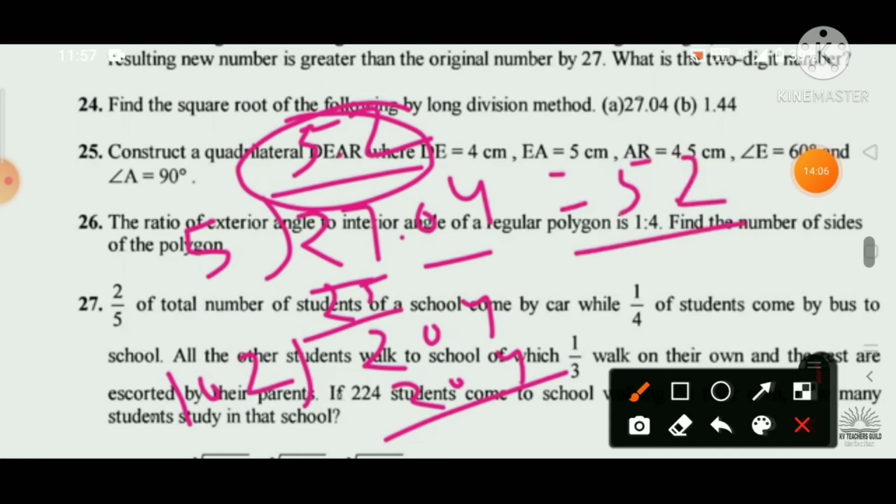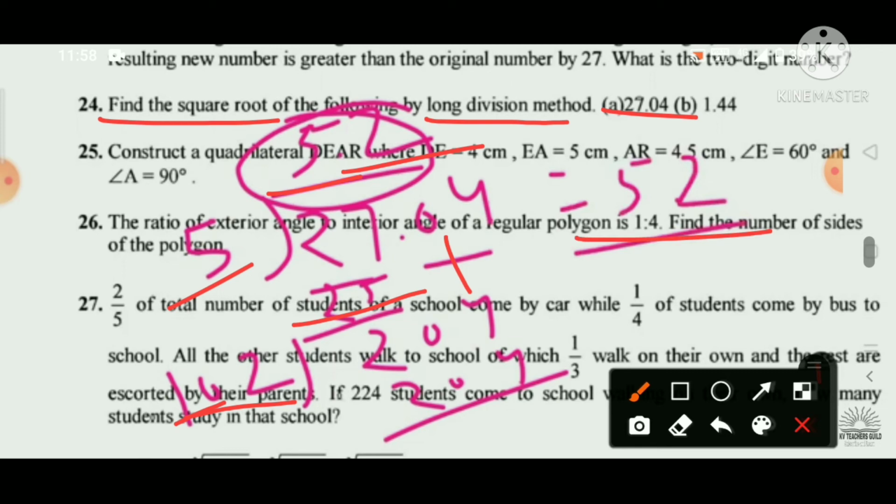So the next question is, find the square root of the following by long division method. For this, let us see the first one, 27.04. We can take 5 times 5 is 25, then you will get 2 as the remainder, then 04 you can take down. 5 doubled, then you will get 10. In 10, how many times you will get? 1 or 2 times, then 204 you will get. The answer is 5.2. That is the answer for the question.